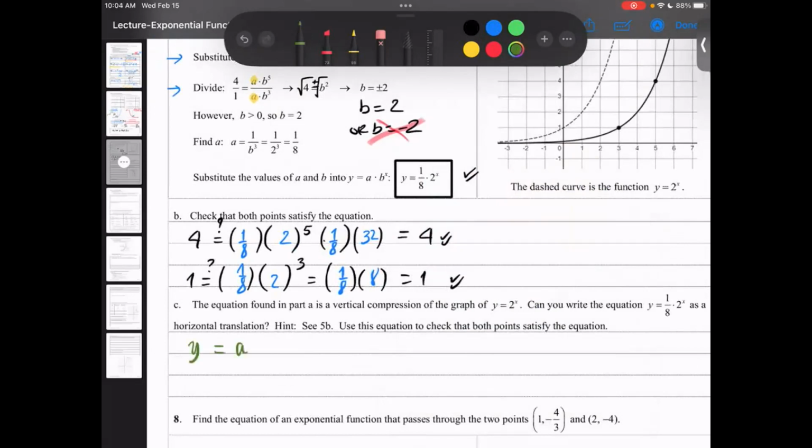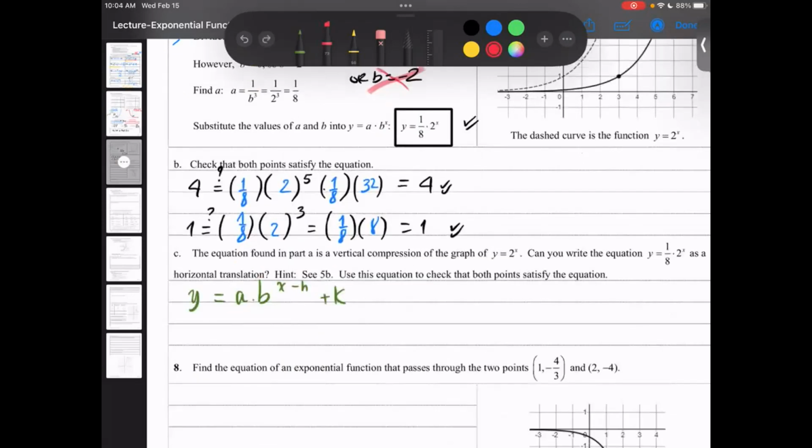Y equals A times 2 to the x minus A plus K. That's what they meant by horizontal translation. They meant that part, right? Horizontal translation. So can I write 2 to the x minus something or x plus something?